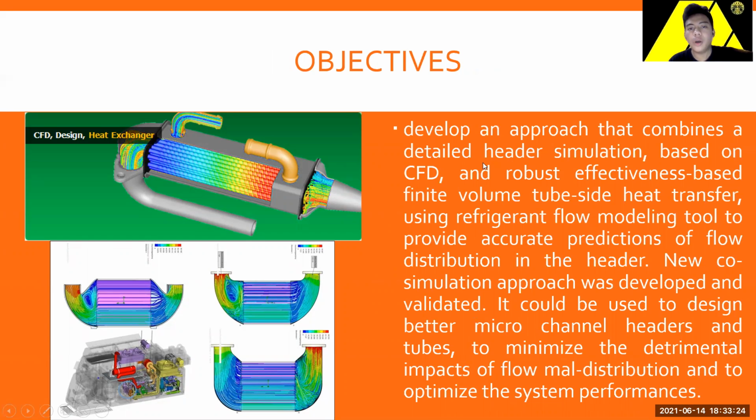Moving on to the objective of this final project. The objective is to develop an approach that combines a detailed header simulation based on CFD and a robust effectiveness-based finite volume tube side heat transfer, using the refrigerant flow modeling tool to provide an accurate prediction of flow distribution in the header. A new co-simulation approach was developed and validated. It could be used to design better microchannel headers and tubes to minimize the detrimental impacts of flow maldistribution and to optimize the system performance.